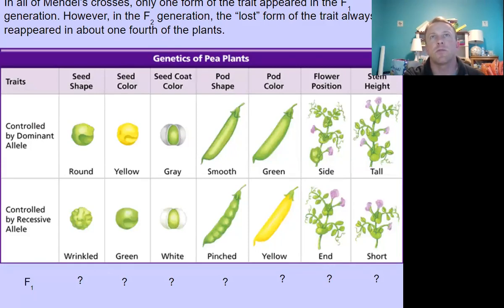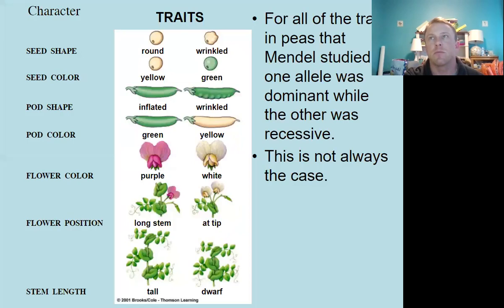So in all of Mendel's crosses, only one form of the trait appeared in the F1 generation. However, in the F2 generation, the lost form of the trait always reappeared in about a fourth of the plants. Hence, they were recessive. That's what we just said, right? They're all recessive.